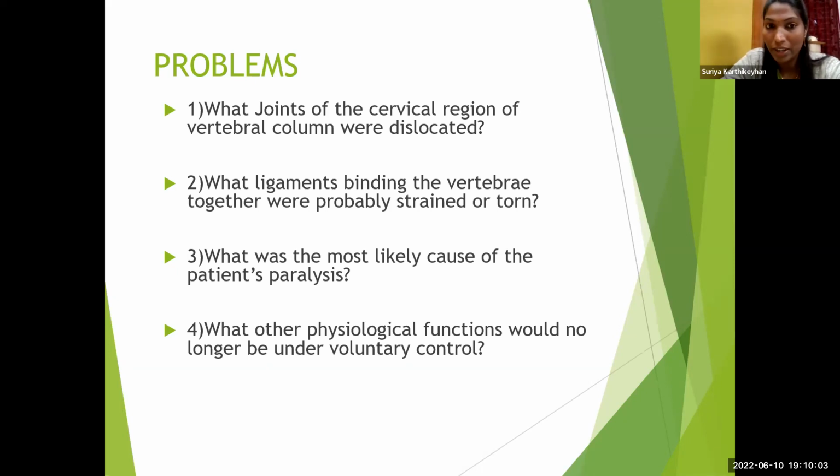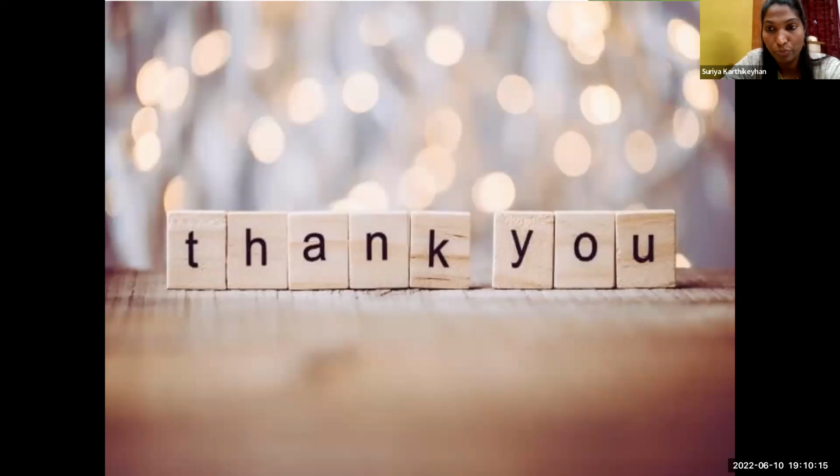What ligaments binding the vertebrae together were probably strained or torn, and what is the most likely cause of the patient's paralysis? What other physiological function would no longer be under voluntary control? This will all be discussed in the next class. Thank you.